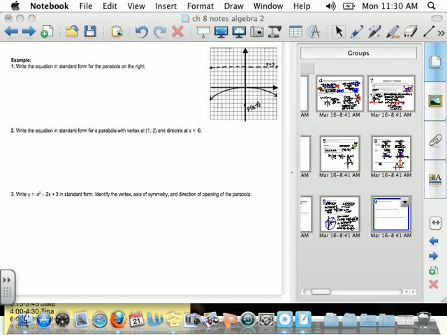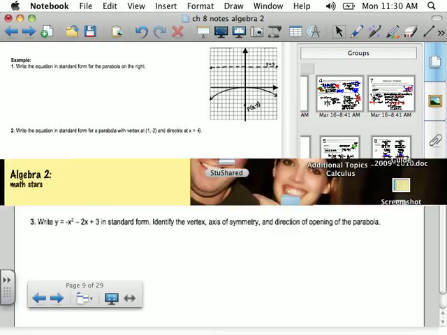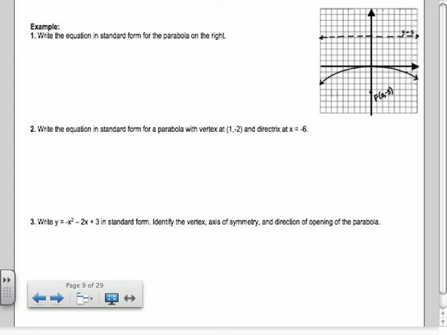Okay, so let's try some examples. The first one says, write the equation in standard form of the parabola on the right. All right, so we're starting out with a couple easy ones. These aren't too bad. First of all, always find HK first. What is HK? It's right here. It's the vertex of your parabola. It's 0, 0.